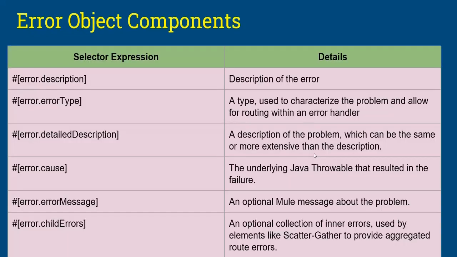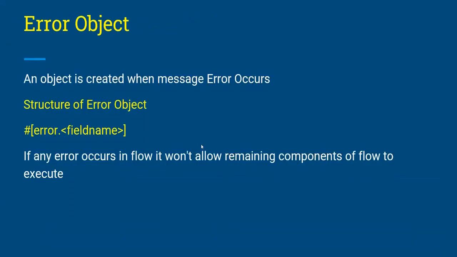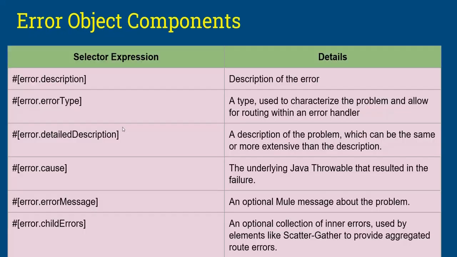Okay. So these are all the different components of the error object, which are nothing but field names. See here, we have error dot field name. By using this syntax, you will get the details about the error. What are the different selector expressions you have? We have description, error type, detailed description, cause, error message, and child errors. These are all the major fields, and among them we have to focus on description and error type. These are the two major fields we are going to use very frequently in our real-time projects. We can use all the other fields also, but these two we use most frequently.